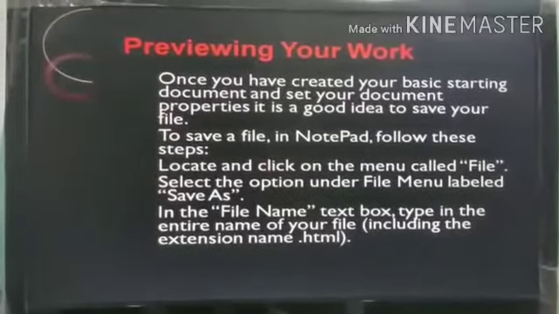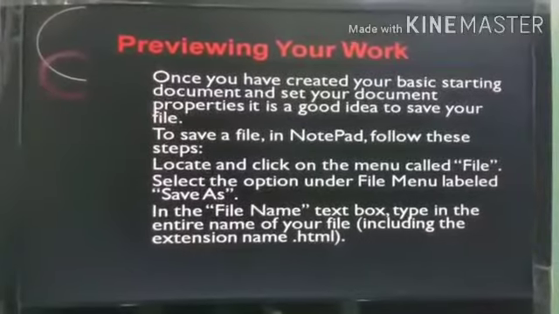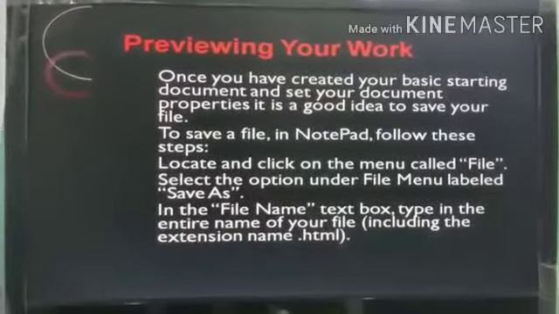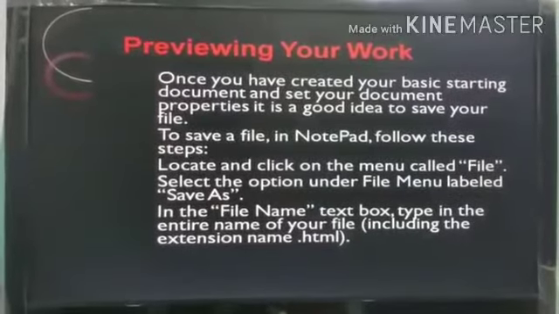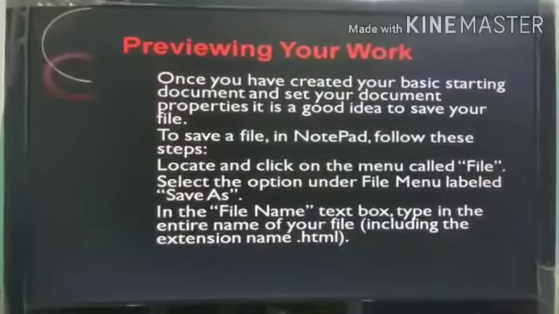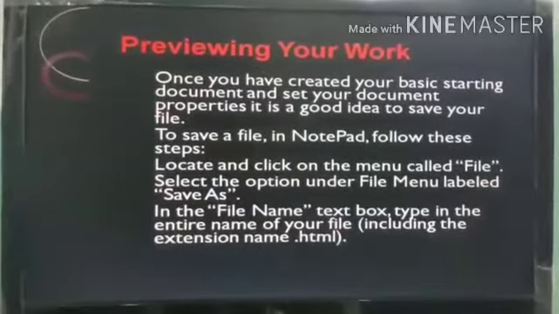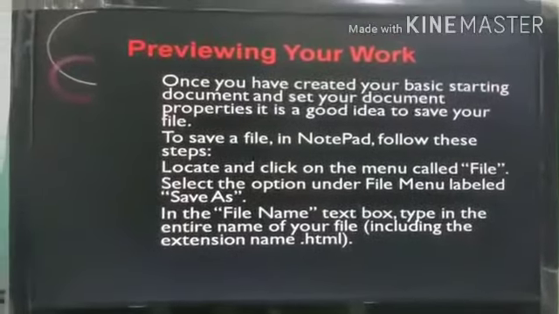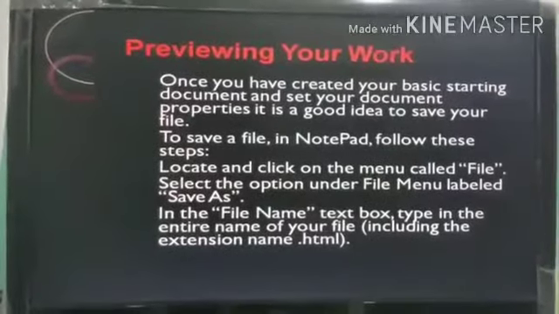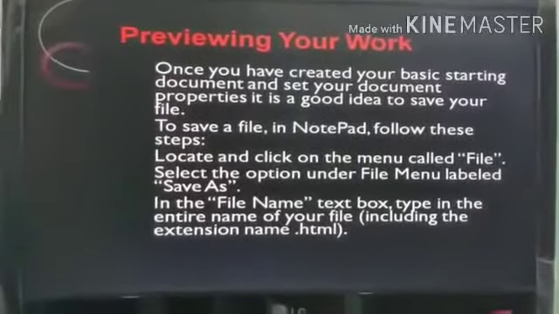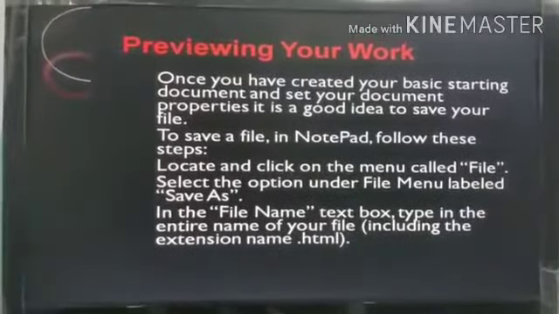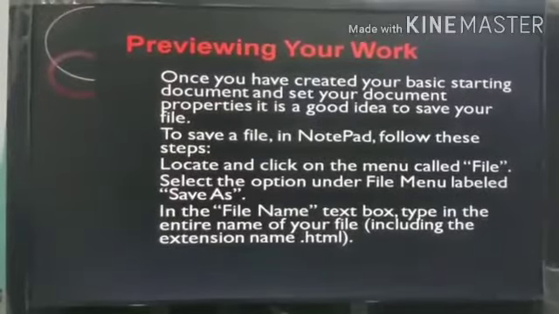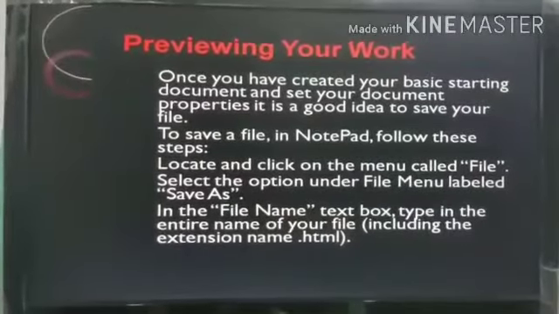Next, once you have created your basic starting document and set your document properties, it is a good idea to save your file. To save a file in Notepad, follow these steps. Locate and click on the menu called File. Select the option under the File menu labeled Save As. In the file name text box, type in the entire name of your file, including the extension .html. After completing your HTML document, you have to save that file with the file name and the extension html, and we have to provide the location where we want to save the file.